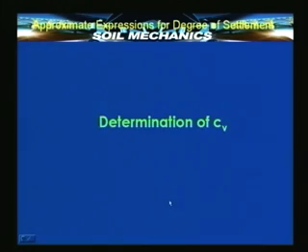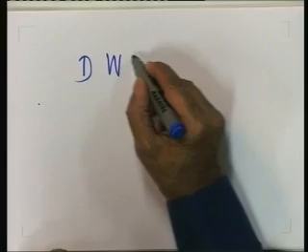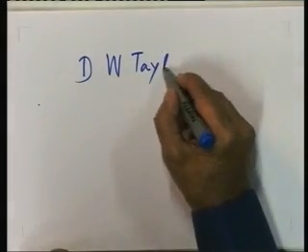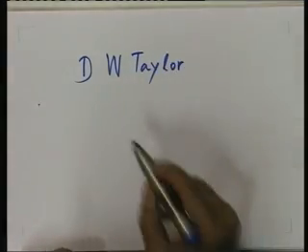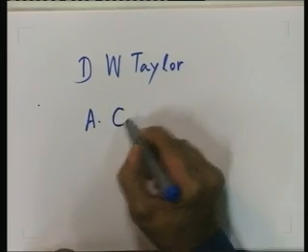The most important issue now is the determination of the parameter, the coefficient of consolidation. Coefficient of consolidation can be very conveniently determined from the odometer test. There are two methods for this purpose. One is devised by D. W. Taylor, a well known soil mechanics engineer, and another by A. Casagrande.